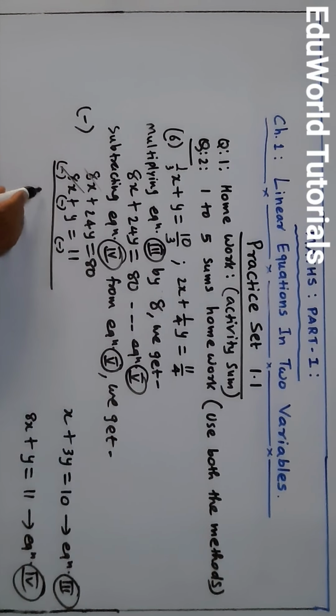24y minus y is 23y, and 80 minus 11, as you are seeing, will be 69. So now it is easy to get the value of y. So y will be equal to 69 upon 23. So what is the value of y? y will be equal to 3, since 23 threes are 69. Once I get the value of y, I can easily get the value of x.